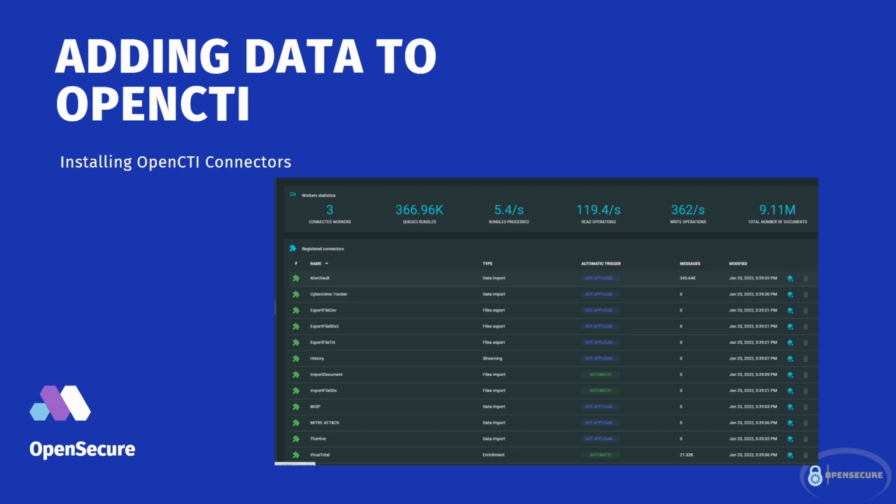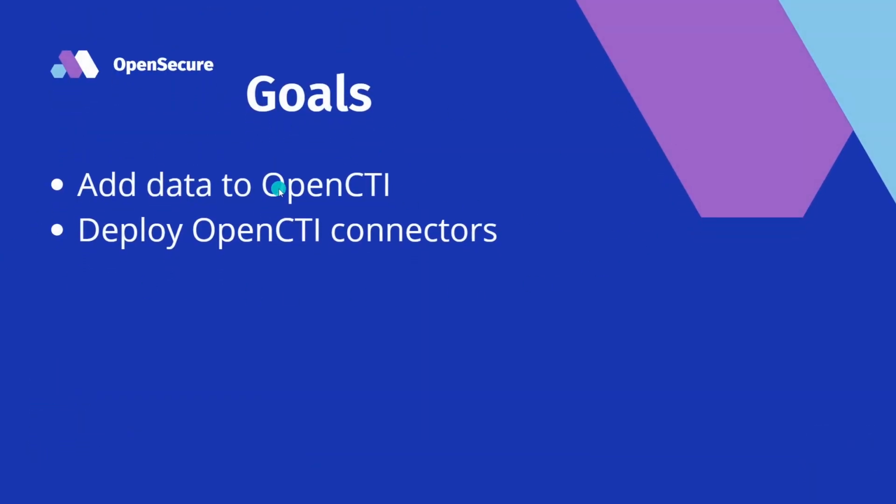So in this video, we are actually going to now start to import data into our OpenCTI platform. And we're going to do that by deploying OpenCTI connectors. And these connectors are what will be responsible for actually importing data into our OpenCTI platform. So the goals for today's video is to, of course, add data to OpenCTI so we can actually start to ingest reports, observables, threats, and so on. Deploy OpenCTI connectors that will import that data for us.